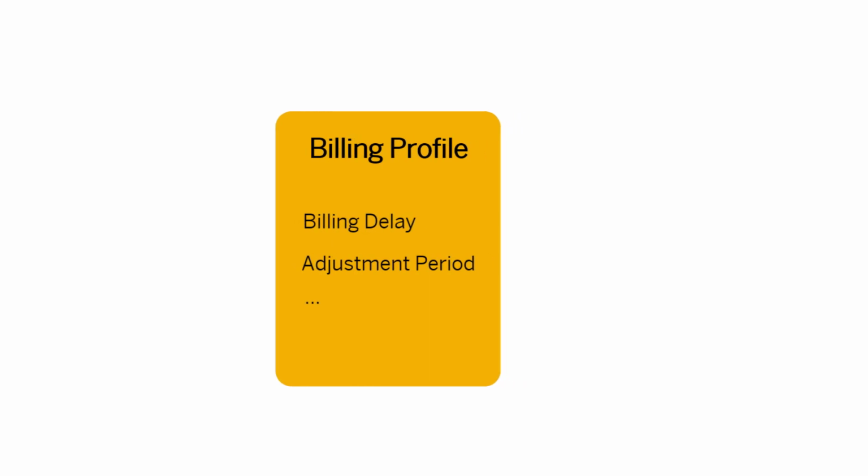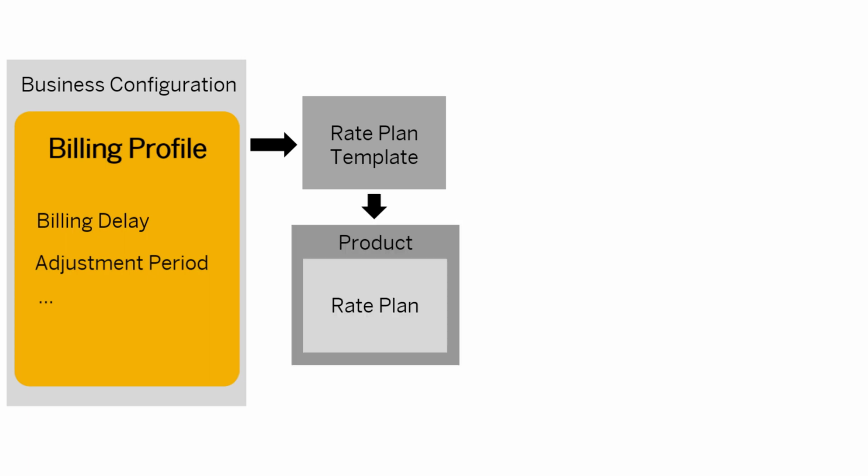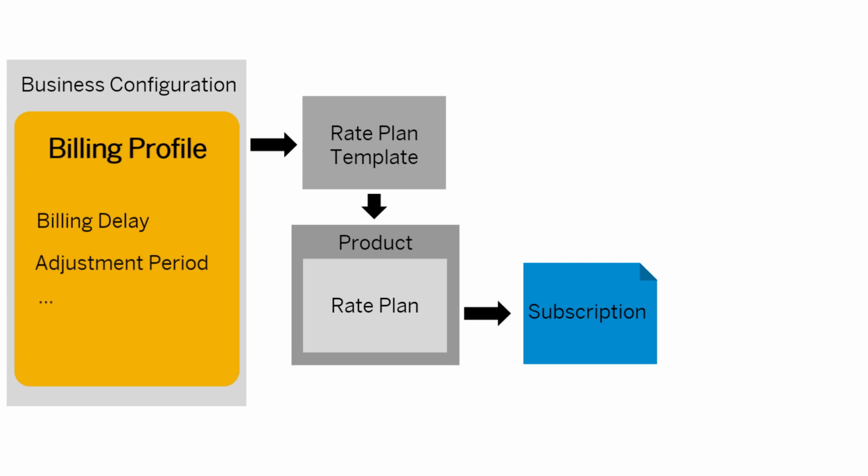You start by defining billing profiles in the business configuration. Then, you assign the profiles to rate plan templates so that they're later passed on to rate plans. When you create rate plans in products, the billing profile from the rate plan template is applied to the product. In turn, the product predefines that profile for billing its subscriptions.